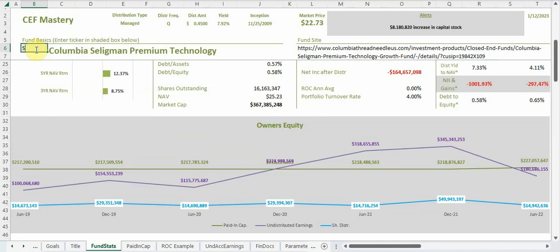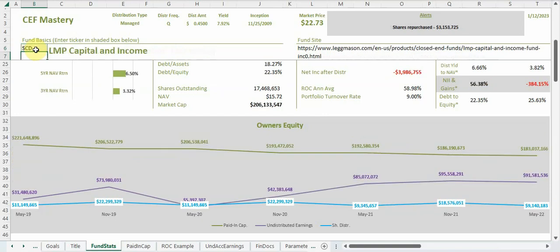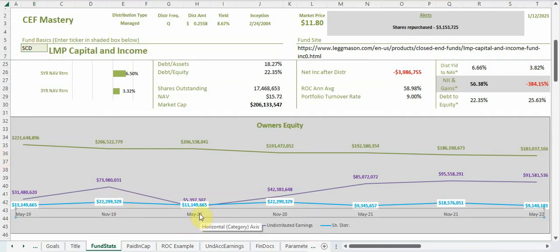The next fund is a closed-end fund mastery fund, SCD, LMP Capital and Income Fund. This is a good-looking fund. If you go back to when it reported in May of 2020, shortly after the crash, after making its semi-annual distribution because it's half of the previous 6 months, it still had a remaining accumulated undistributed earnings of over $5 million. Since then, that amount has consistently gone up and evened out.